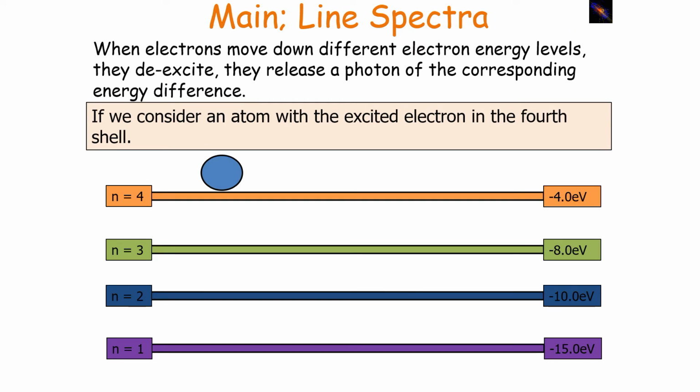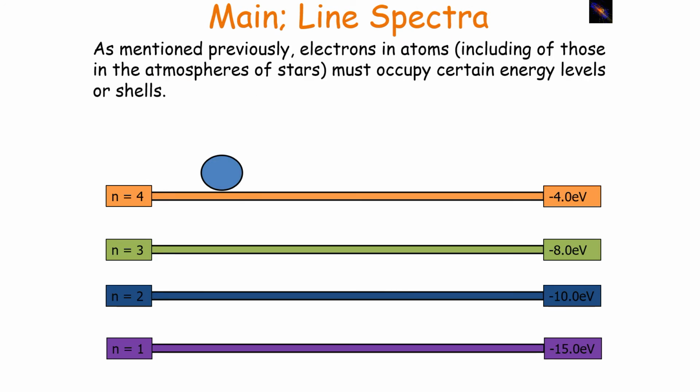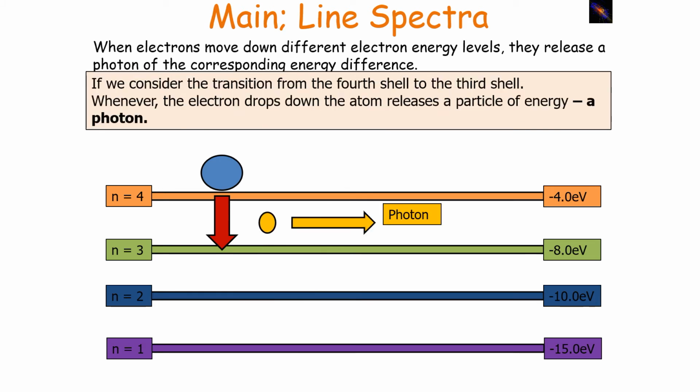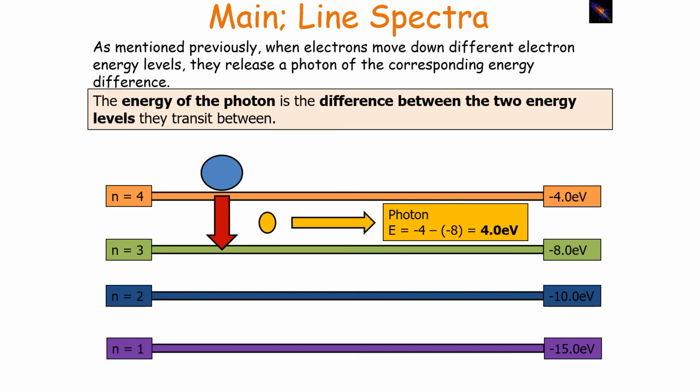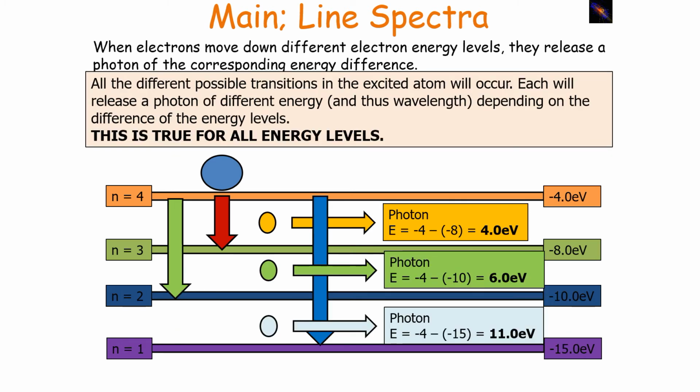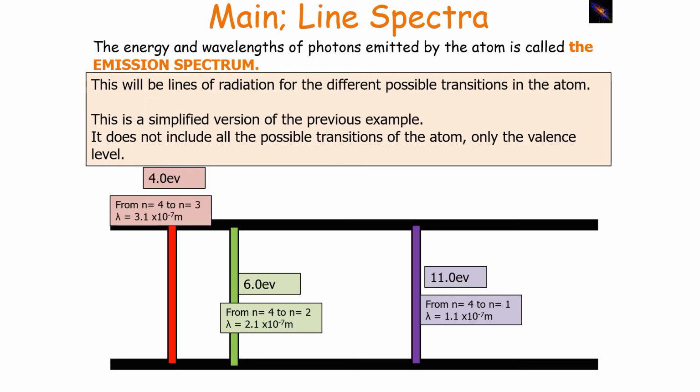If you consider an atom with an excited electron in the fourth shell, for example, electrons in the atoms of stars, like those in the atmosphere, have to occupy certain energy levels or shells. So when this electron de-excites to either the third, the second, or the first shell, it will emit a photon of energy, a particle of radiation, which is equal to the difference between the two energy levels it transits between, and you can then use this to work out a wavelength by using the equation lambda equals hc over E, and we can do this for all particular energy levels and energy transitions. So what this leads to is an emission spectrum. These are the lines for the radiation for the different possible transitions in the atom.